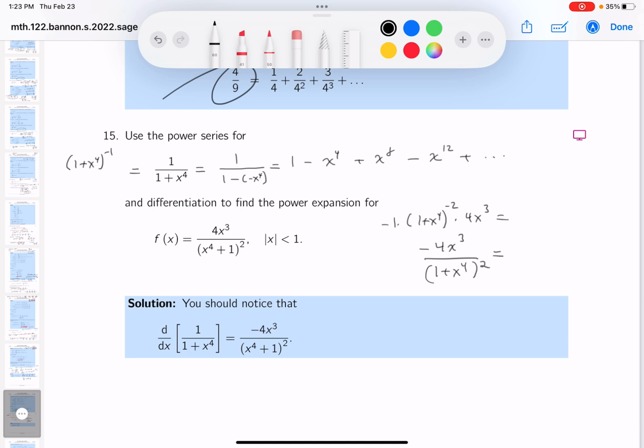Again, we differentiate, so I've got to differentiate the right side. What are you going to get there? You're going to get minus 4x cubed. We're differentiating, by the way. Plus 8x to the 5th, and then you're going to get minus 12x to the 11th plus yada, yada, yada.